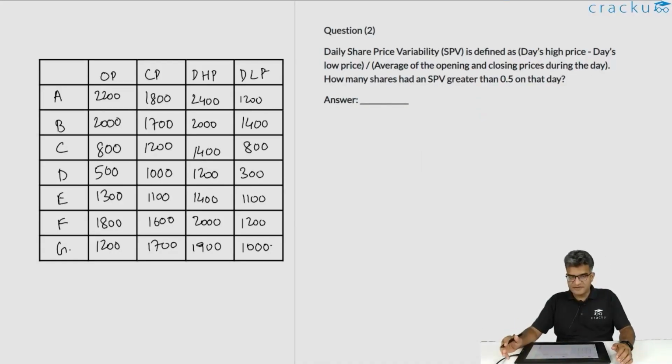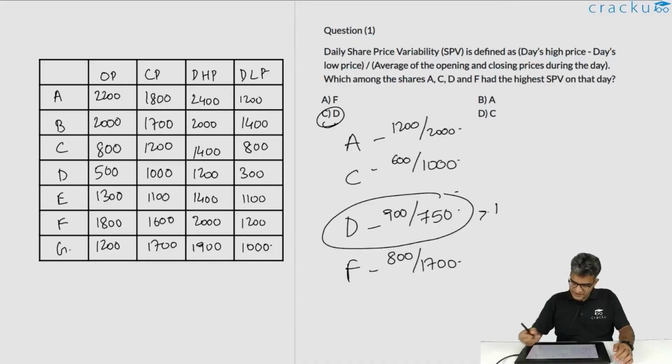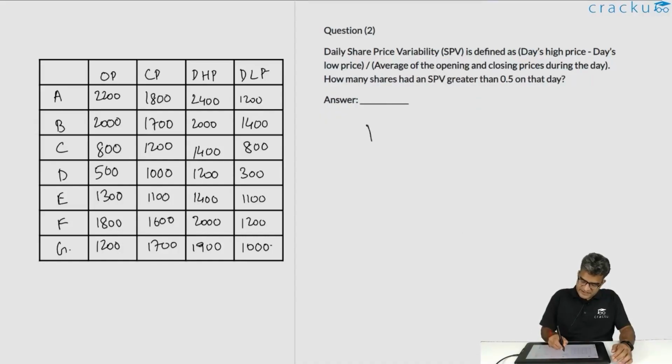Again, daily share price variability SPV is given by day's high minus day's low divided by the average of opening and closing. For how many of these shares is the SPV greater than 0.5 on that day? So if you look at the earlier one, A is greater than half, C is greater than half, D is greater than half, F is not greater than half. What are the 3 remaining? It is B, E and G.